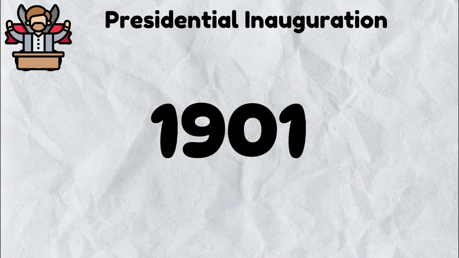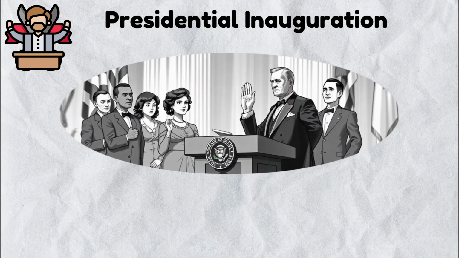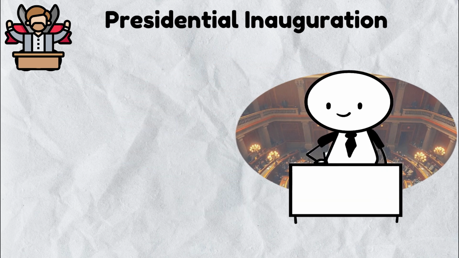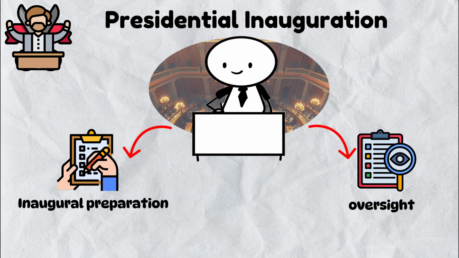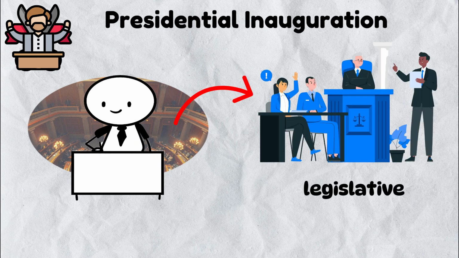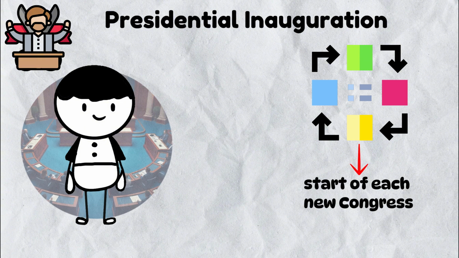At noon, the President-elect takes the oath of office as required by Article 2, Section 1 of the U.S. Constitution. In 1901, Congress created the first joint inaugural committee for the inauguration of President William McKinley. Before this, the Senate oversaw the supervision of inaugural ceremonies. Inaugural preparation and oversight had been the Senate's responsibility, largely because it is a continuous legislative body, whereas the House of Representatives reorganizes at the start of each new Congress.